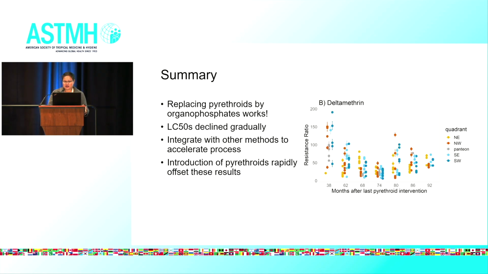So in summary, I just wanted to leave with this message. You can see that pyrethroid resistance is declining. We used organophosphate all of this time, and it seems to work, right? LC50 is declining gradually, and I think this information is to be integrated with other methods of control. It will take several years to reach susceptibility, so by itself it's going to be very difficult to work.